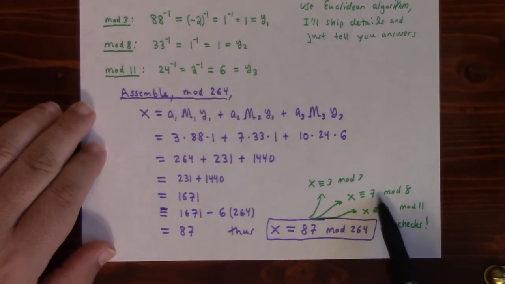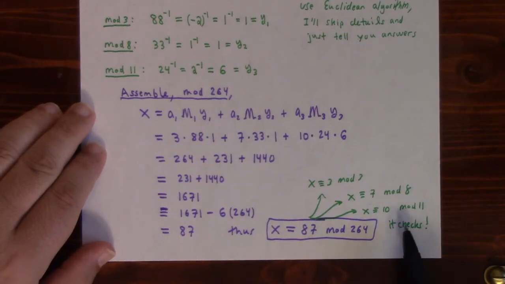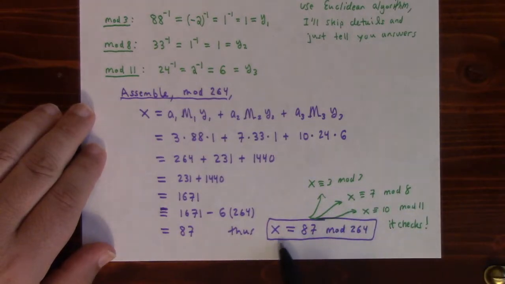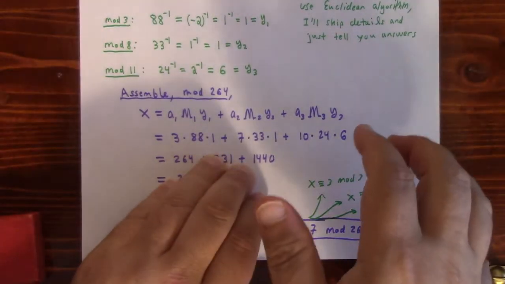87 is congruent to 7 mod 8, right? Because you can subtract off 80 and you get 7. And 87 is congruent to 10 mod 11 because 87 minus 77 is 10. So it checks. We've solved all 3 of these pesky congruences at once by using 87. This is the magic of the Chinese remainder theorem.